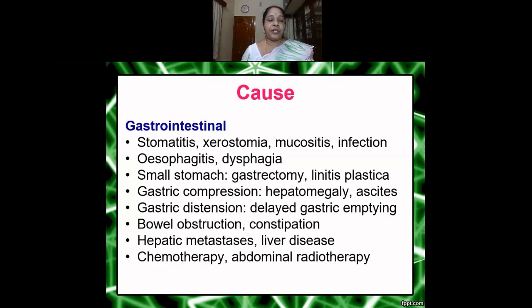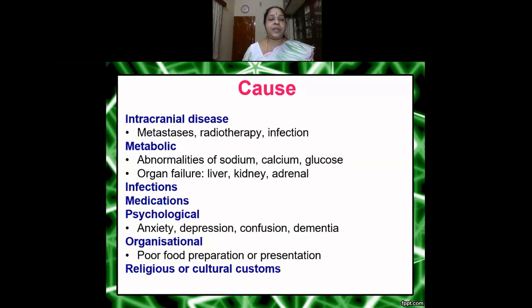Bowel obstruction or constipation, hepatic metastasis. Metastasis is when there is carcinoma of the liver, or liver disease due to chemotherapy or abdominal radiotherapy. All these can reduce the intake of food, leading to anorexia. Intracranial diseases such as metastasis, radiotherapy, and infection. Metabolic causes, when there are abnormalities in the sodium and calcium levels and also the glucose level of the body. Organ failures, like liver failure, kidney failure, or adrenal gland failure, can cause anorexia. So can infections, medications, and psychological factors such as anxiety, depression, confusion, and dementia. All these are psychological factors, and they can also lead to anorexia.